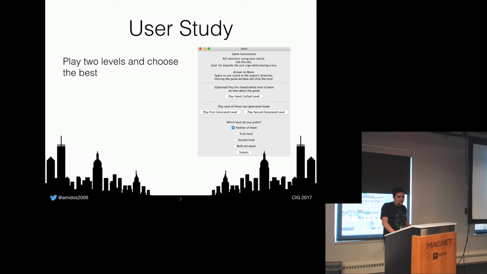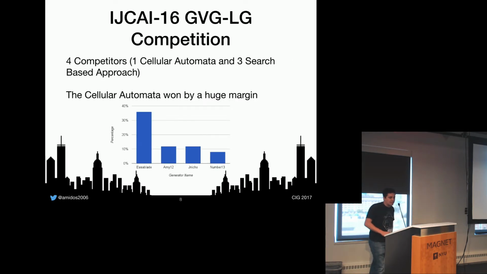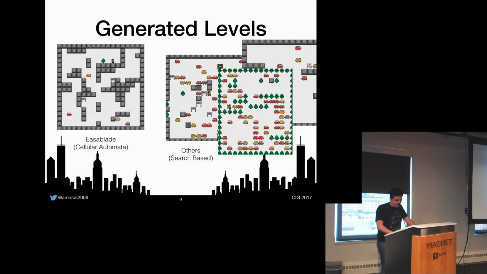So I'm just gonna share last year's results. Last year we had 4 competitors. 1 used a cellular automata and 3 others used a search-based approach. And the cellular automata won by a huge margin compared to search-based. And the main reason was that the levels generated by cellular automata have very few objects compared to the search-based algorithm. So people enjoyed even running around, while in the search-based one, people die all the time.